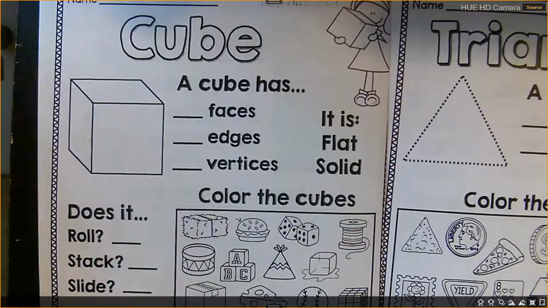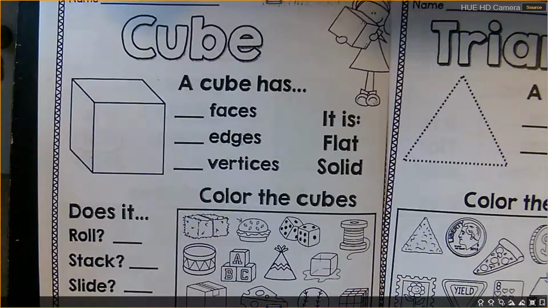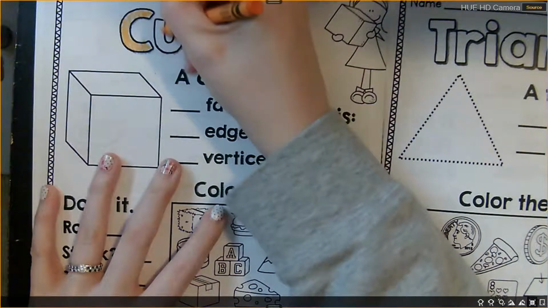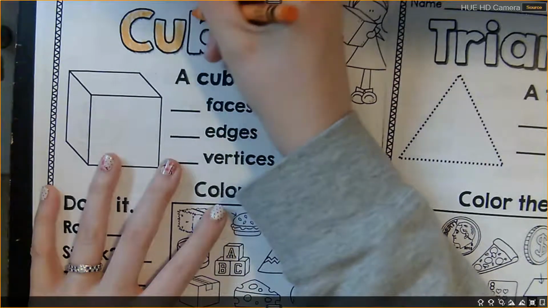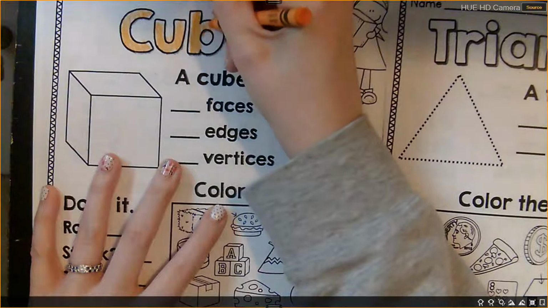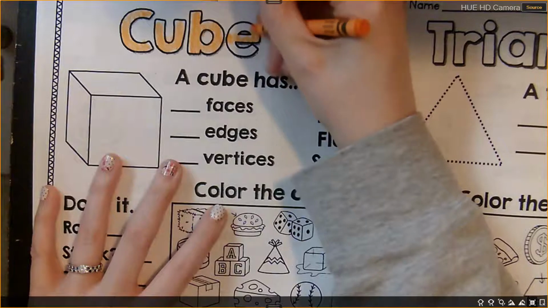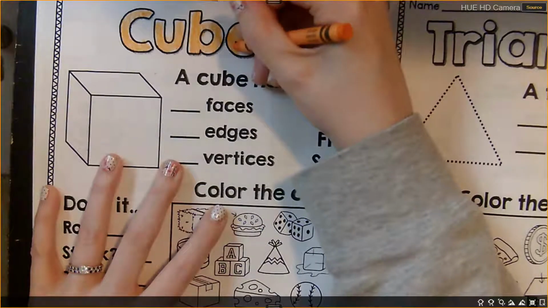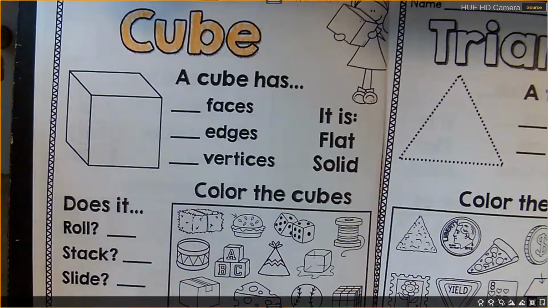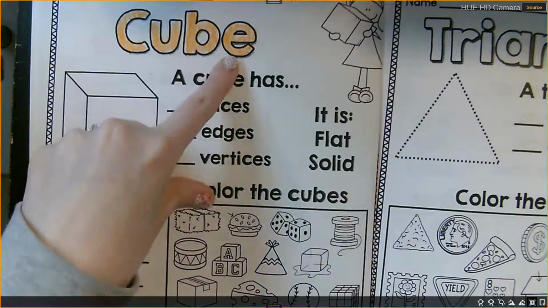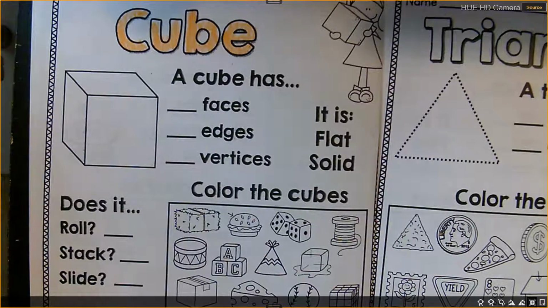A cube is spelled C, U, B, E. And the E goes, what's your name? Ube, cube. Okay. And remember, a cube is a 3D shape, so it is a solid.